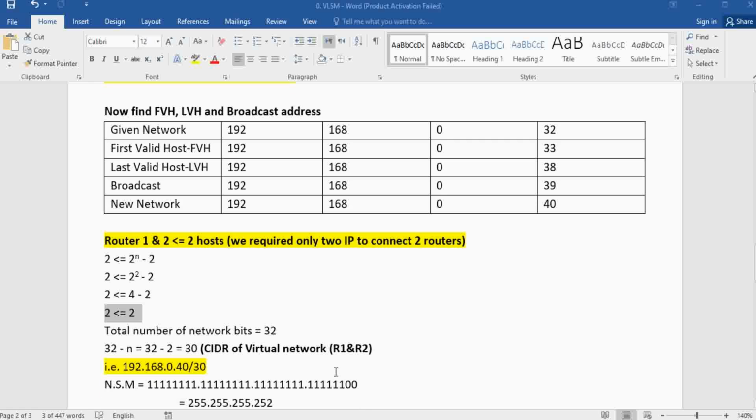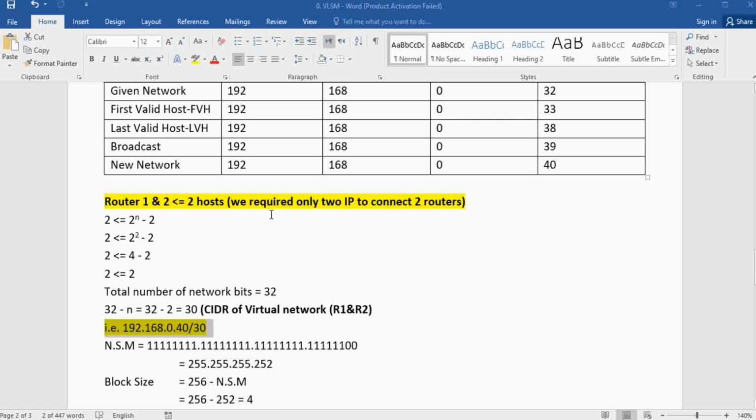Then we want to find the CIDR value, because without the CIDR value the router will not accept the route. The total number of bits is 32. We need to subtract the n value from 32. So 32 minus 2 is equal to 30. So the CIDR value is 30. That is, 192.168.0.40/30 is the subnet. Move to the next question, how many hosts? So the answer is 2.